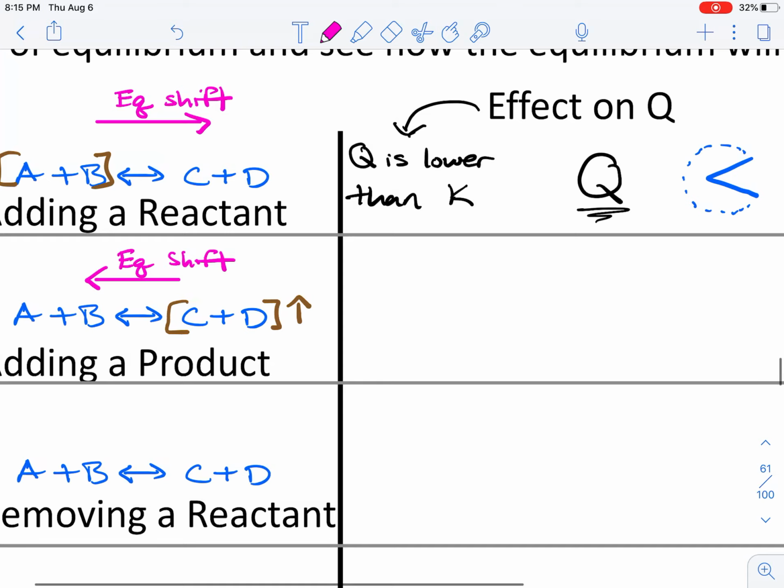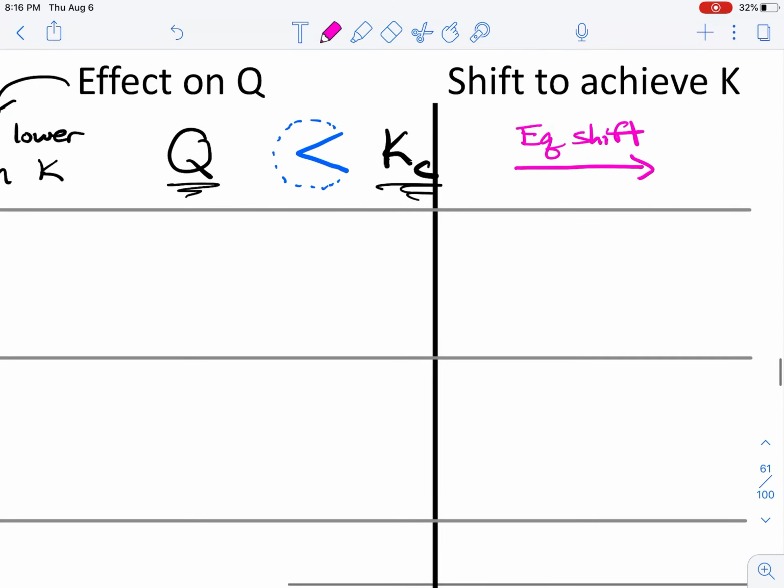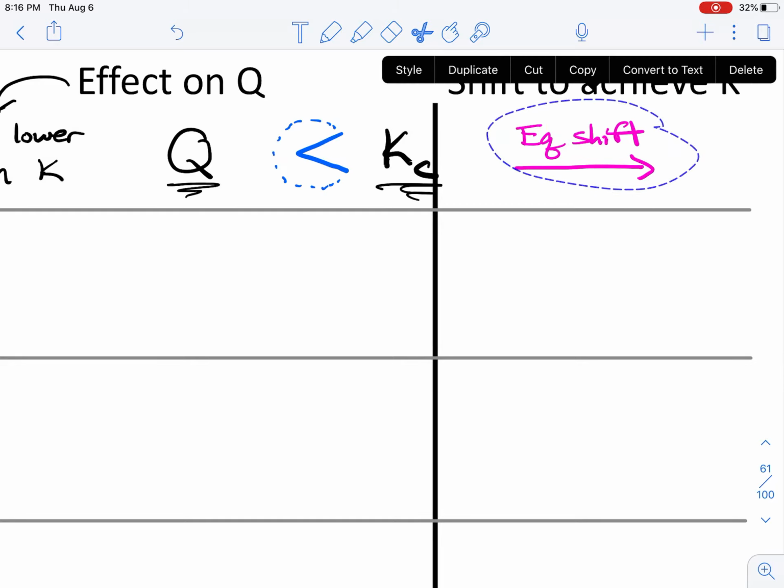And so I'm going to go ahead and just duplicate this.